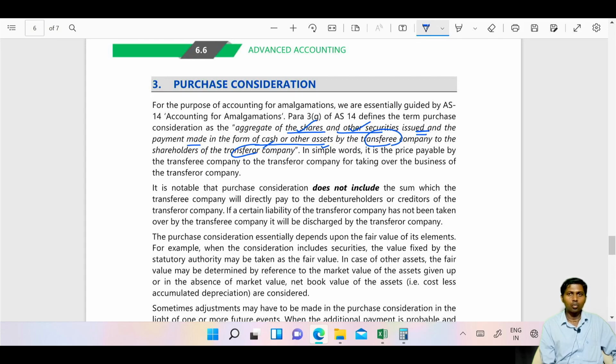But in consideration, one or two words are very much important. Which words did I say? Paid to whom? Paid to the shareholders of the transferor. The word shareholder is very much important. If you are giving all of the above to equity or preference shareholders, then only that forms part of purchase consideration. If you pay to debenture holders or any other liability holder other than equity and preference shareholders, then that is not called purchase consideration. That means purchase consideration is the money given to shareholders in the form of shares, other securities, cash, or some other thing.